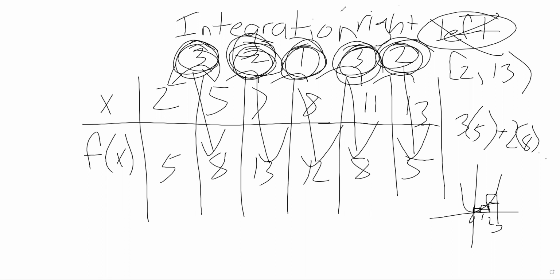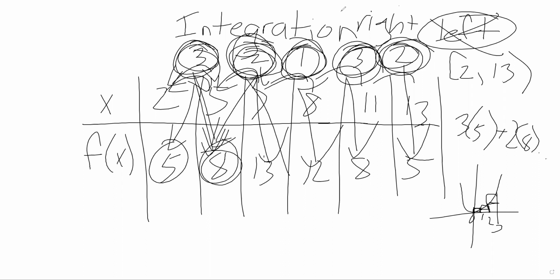If that's confusing to you, memorize that when you're given the chart, you take the difference between the 2 x values, and then you multiply that difference. If it's a left endpoint, you multiply that difference by the number on the left, like that. Or if it's a right endpoint, you multiply it by the number on the right.